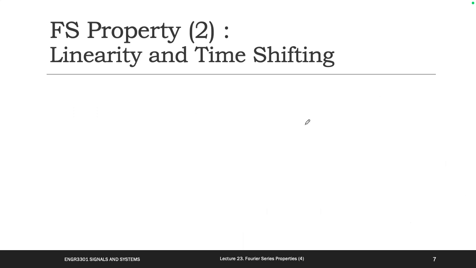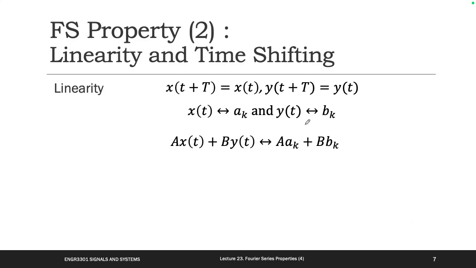Property 2, linearity and time shifting. For the linearity, you have two different periodic signals, and different FS coefficients for the signals. If you have a new signal, a x(t) plus b y(t), the new FS coefficient is this. You can easily get the new FS coefficient based on this property. Does that make sense to you?